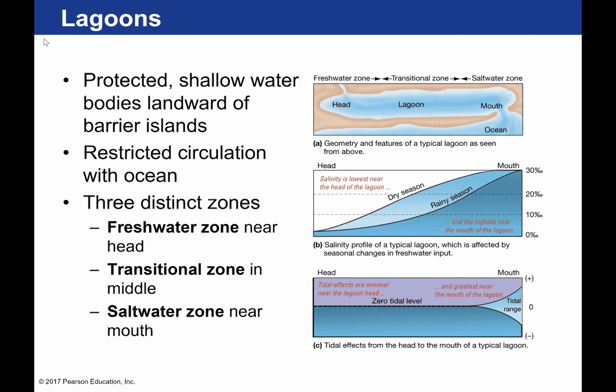Lagoons are landward of barrier islands, and they're shallow bodies of water. And they form in a bar-built type estuary. Basically, lagoons have a restricted circulation with the ocean, and lagoons actually have three different zones. So they have the freshwater zone near the head, so that's where they have an import from like a river. The transitional zone in the middle, where you're mixing this freshwater with that saltwater zone that's near the mouth, where it gets fed from the ocean.